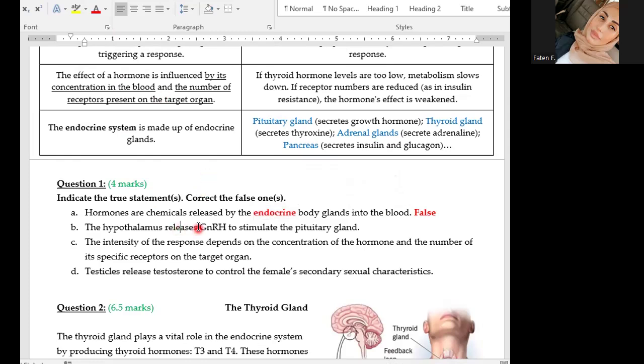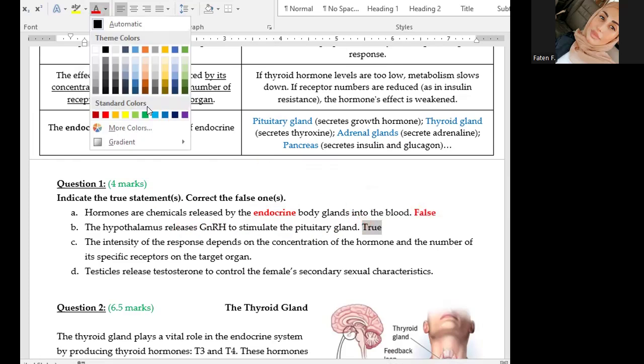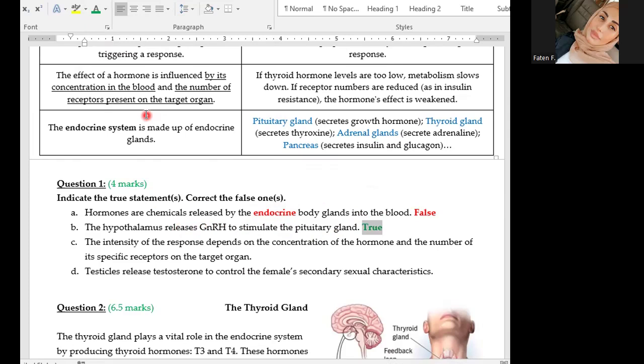The hypothalamus releases gonadotrophin releasing hormone to stimulate the pituitary gland. This is true. Okay, this is a true statement because the hypothalamus is located in our brain. It sends GnRH, it sends the hormone called GnRH to the pituitary gland. So the pituitary gland is the target organ for this hormone. Under the effect of this hormone, the pituitary gland will react by releasing the gonadotrophin hormones, which are the LH and the FSH.